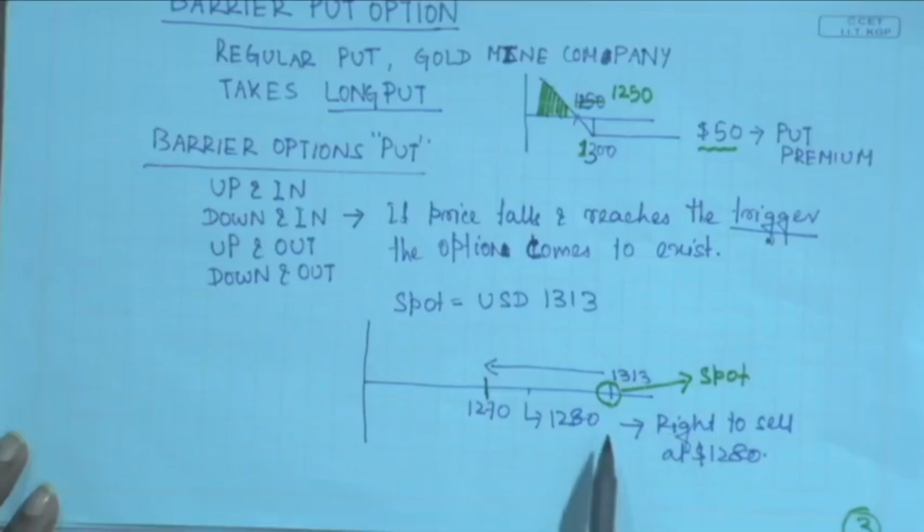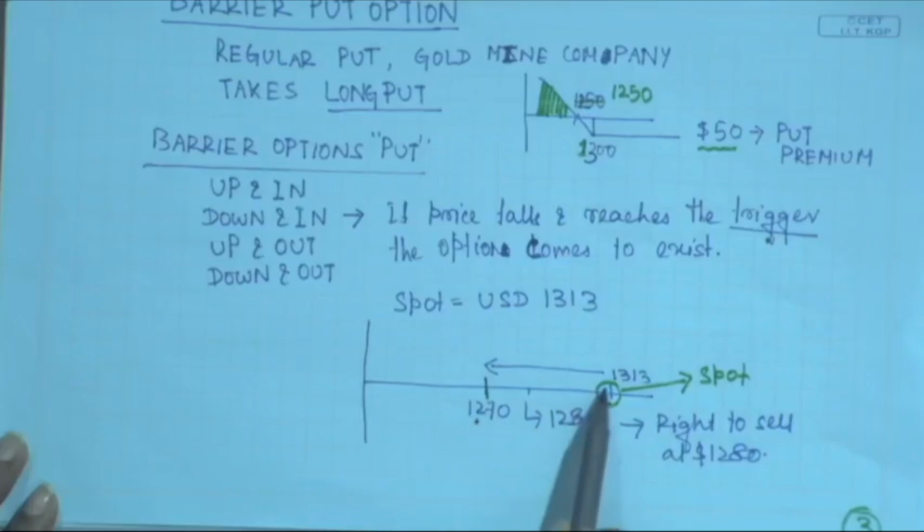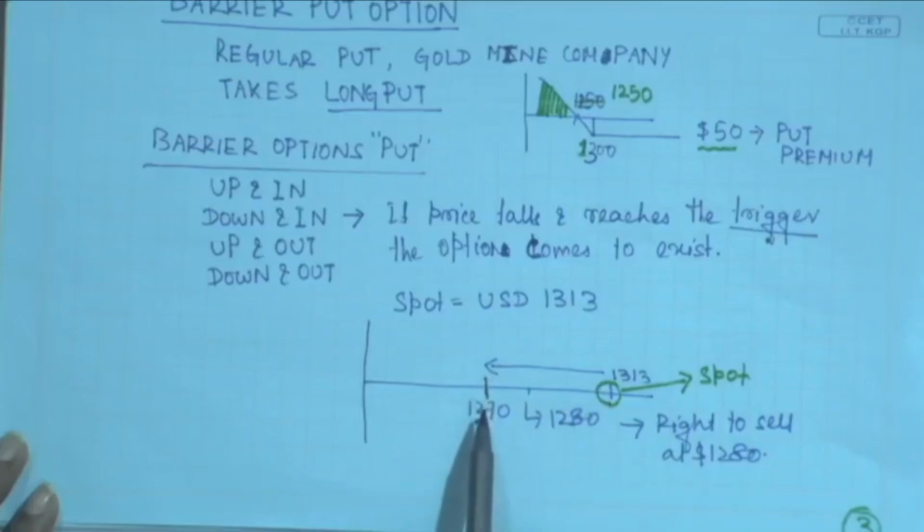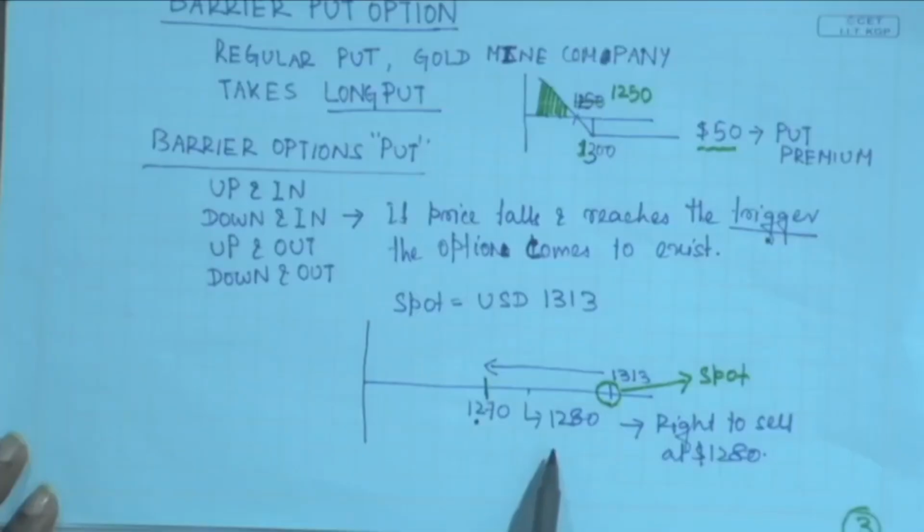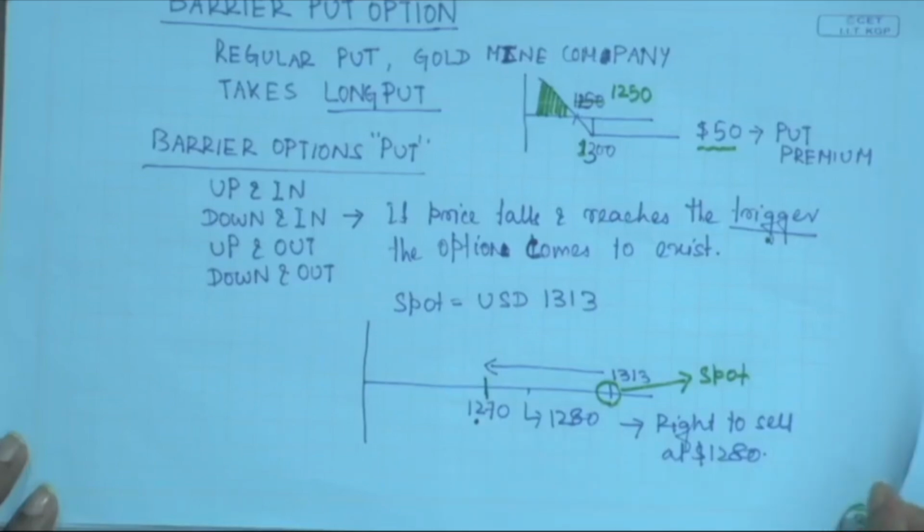Let me repeat, if price falls from the current spot price and reaches 1270, then only the option will come into existence. And if the option comes into existence, what is going to be the exercise price? The exercise price is going to be 1280. So many gold companies have entered into this kind of barrier put option.